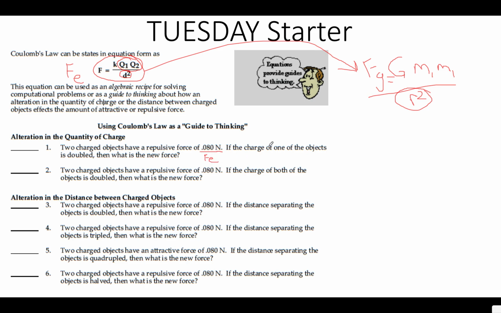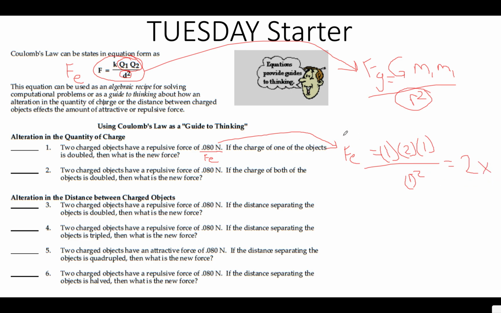They're wondering, if one of the charges is doubled, what's the new force? So we need to just plug everything in and figure out what the change is going to be. So we know Fe, in this case, is 0.08. K is constant, so let's keep that as a 1. One of the charges is doubled, and then the other one remains the same. We see nothing about the distance changing, so this is also going to be a 1. And we're going to square that, which means that the result would be twice the force.